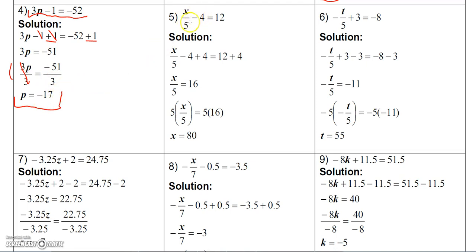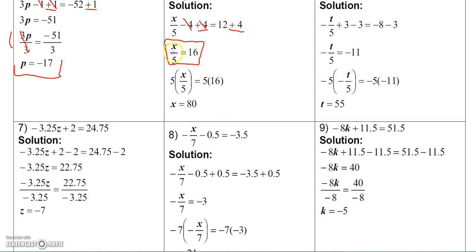Okay, now here, in order to solve this one, the two steps would be what? I'd add 4 to both sides to get rid of the negative 4. And then, since the 5 is in the denominator, I'd have to multiply both sides by 5. So, first of all, add the 4 to both sides. And then, of course, negative 4 plus 4 cancels. And on the left side, that just leaves me with x over 5 right here. And then on the right-hand side, 12 plus 4 is 16.